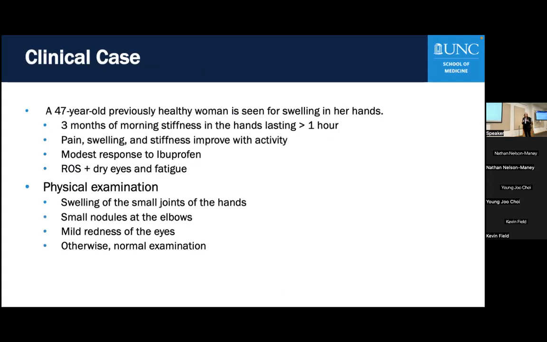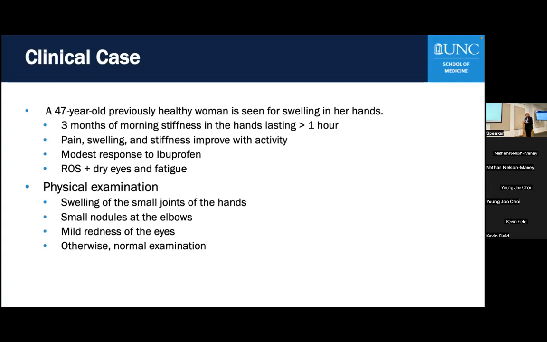So we're going to start with a case. This is our patient. She's 47 years old, previously healthy, and she comes to the clinic today for swelling in her hands. And she tells us that she's been stiff for about 3 months. She gets up in the morning, and it takes her about an hour to get her hands kind of worked out. She has pain and swelling and stiffness, which improves with activity. She got herself some ibuprofen at her local pharmacy, and she's had some response. And she's also noticed that her eyes are very dry and she's really tired.